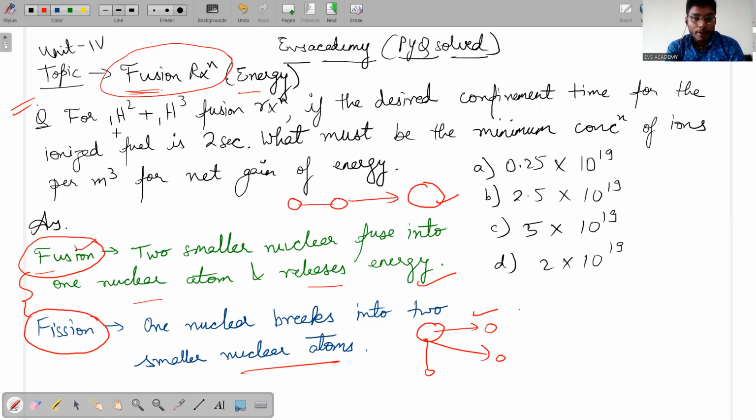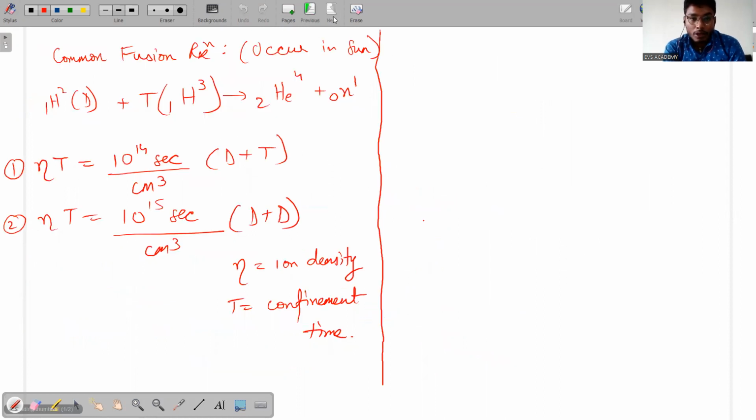The reaction is between 1H2, which is deuterium, and 1H3, which is tritium. In the fusion reaction, if the desired confinement time for the ionized fuel is 2 seconds, what must be the minimum concentration of ions per meter cube for net gain of energy? Confinement time is the time for which ions remain in the reactor. So in this question, we need to find the minimum concentration of ions per meter cube for net gain of energy. There are basically two formulas for this.